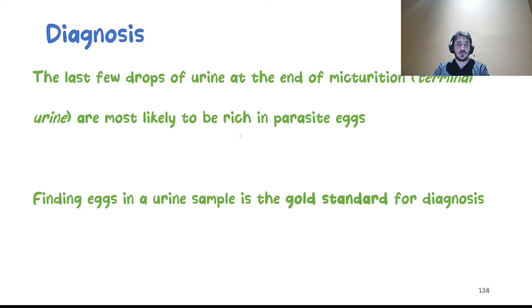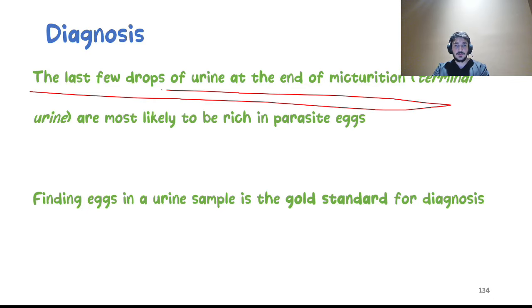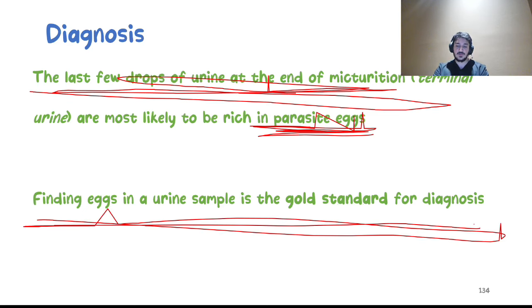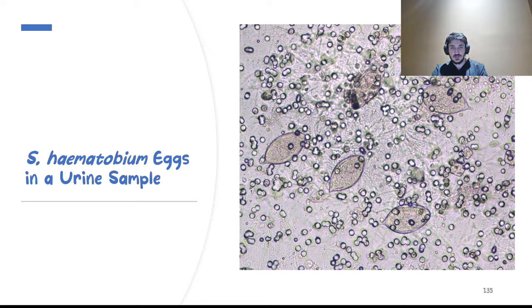We diagnose it through looking at the urine sample, the very end of the urine sample. There usually will be parasitic eggs in the last few drops of the urine sample, and finding the eggs is basically the golden standard of the diagnosis. Okay, so how do we diagnose? The final bit of the urine will have parasitic eggs, and the presence of these parasitic eggs is the golden standard of diagnosis.